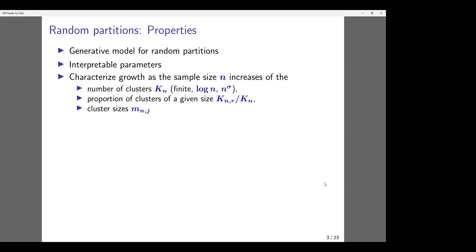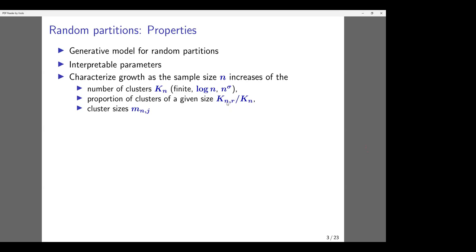Usually we are interested in deriving some generative model for this random partition of the set of natural integers. The objective is to have some interpretable parameters that capture the important properties and the structure of the partitions. Of particular interest, I want to characterize the growth, as the sample size n increases, of the number of clusters K_n. This could be finite, increase logarithmically with n, or as a power of n. I would like to characterize also the proportion of clusters of a given size.